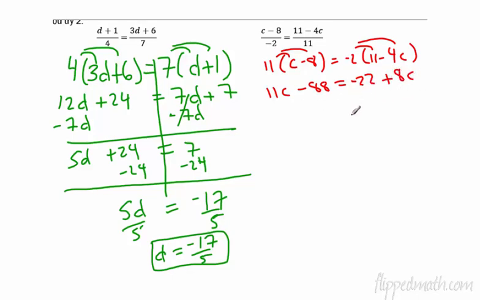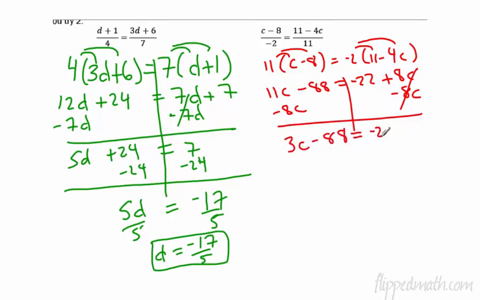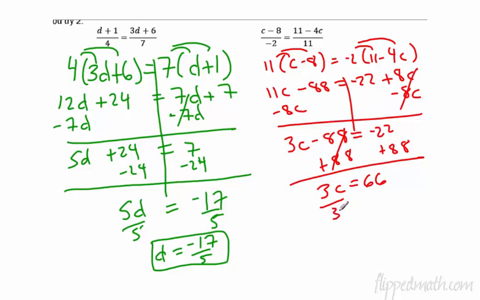Don't forget the plus. Okay, so we want to subtract 8c from both sides. Remember, we got variables on both sides. You want to get rid of the smaller one. So they're going to cancel out. What do we get? 11c minus 8c is 3c minus 88. The equal sign, negative 22. We want to add 88 to both sides. Two-step equation here. And we get 3c equals 66. Beautiful. Divide by 3, and c will equal 22. Perfect. Well, that was easy enough.